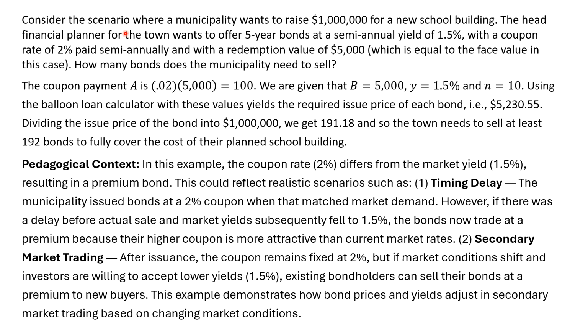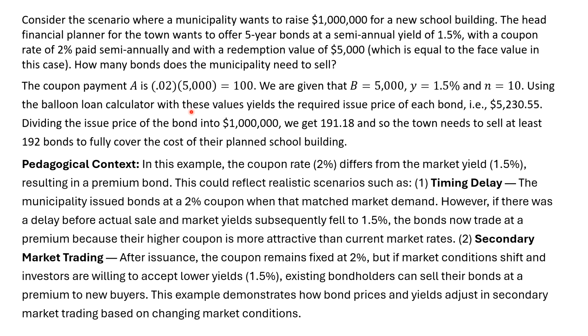Let's look at an example. Consider the scenario where a municipality wants to build a $1 million school building. The head financial planner for the town wants to offer 5-year bonds at a semi-annual yield of 1.5%, with the coupon rate of 2%, paid semi-annually, and with the redemption value of $5,000, which is equal to the face value of the bond in this case. How many bonds does the municipality need to sell?